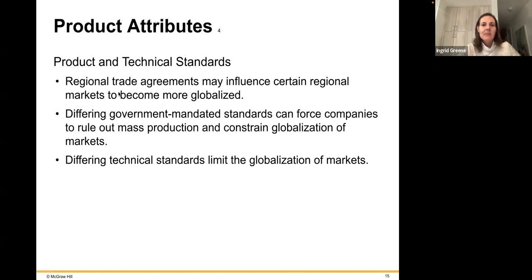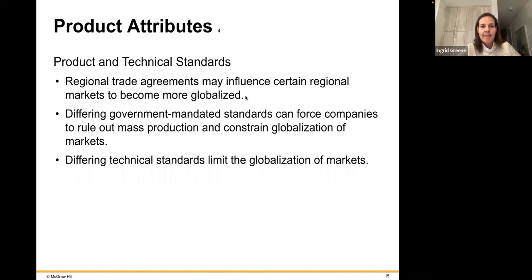So what this is, let's go backwards to forwards. Differing technical standards limit the globalization of markets. So, right, the technical standard was different, VHS to Beta. So there was less of an opportunity to globalize the market. Differing government mandated standards can force companies to rule out mass production and constrain globalization of markets. Yes, that's exactly what happened. But regional trade agreements may influence certain regional markets to become more globalized.